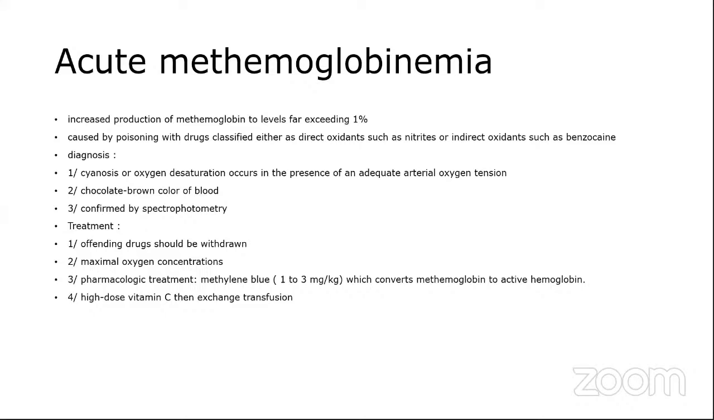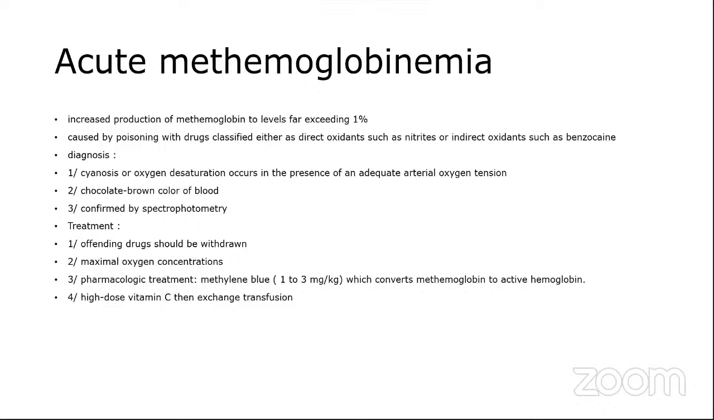For acute methemoglobinemia, in this case, there is an increased production of methemoglobin, which is an inactive hemoglobin, and it's very tightly bound to the oxygen and cannot release the oxygen to the tissue, when the level exceeds 1%, because the normal level is less than 1%, caused usually by poisoning with a drug classified as either direct oxidant or indirect.